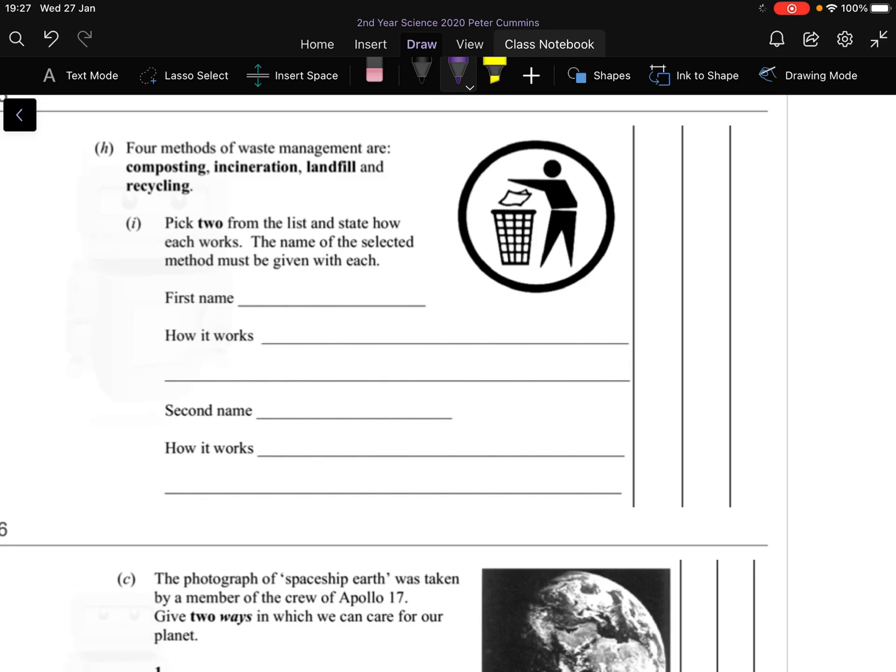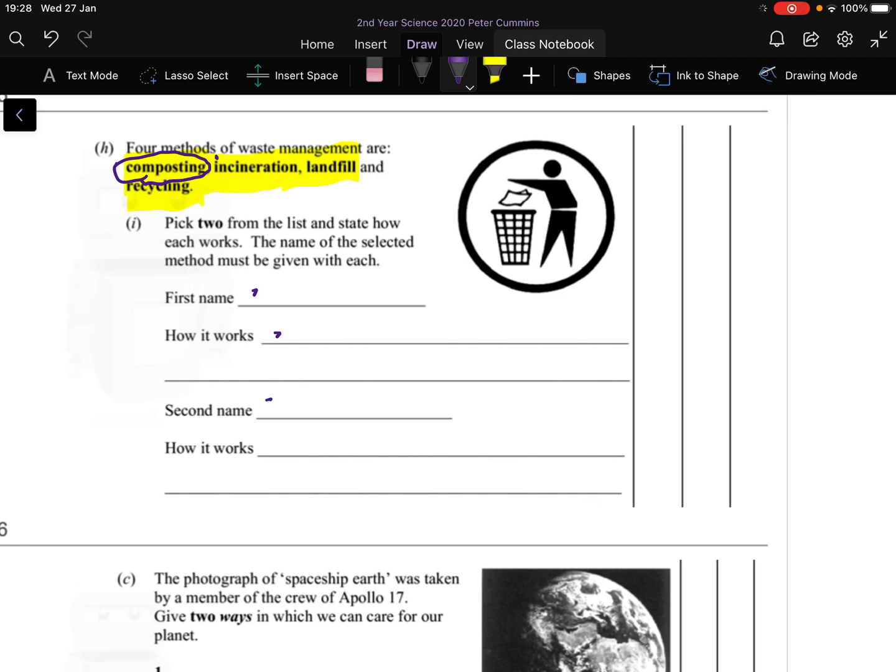Okay, onwards. Four methods of waste management. Things like composting, compost bins, incineration, landfill, and recycling. So you can pick any two. It doesn't really matter. If we were to pick composting, that is putting all your biodegradable stuff in a bin and it turns back into compost, so it turns back into soil. So if I put composting here and how it works: biodegradable material breaks down and becomes compost.